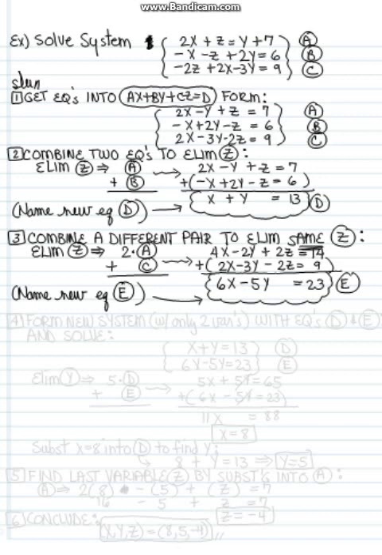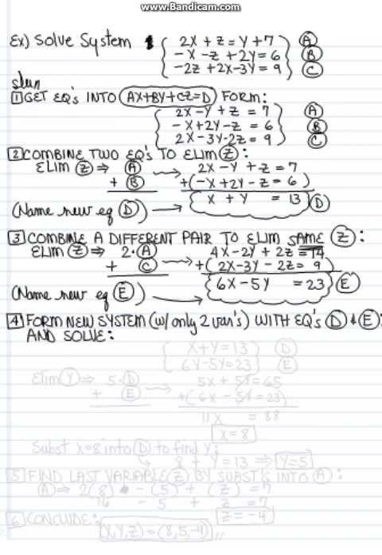Step 4, we are going to form a new system. I call it a mini system with only 2 variables instead of 3. We're going to use the equations in the cloud, D and E, and solve this system. We have x plus y equals 13. That's my equation D. And then 6x minus 5y equals 23. That's my equation E. Okay, let's solve for x and y.